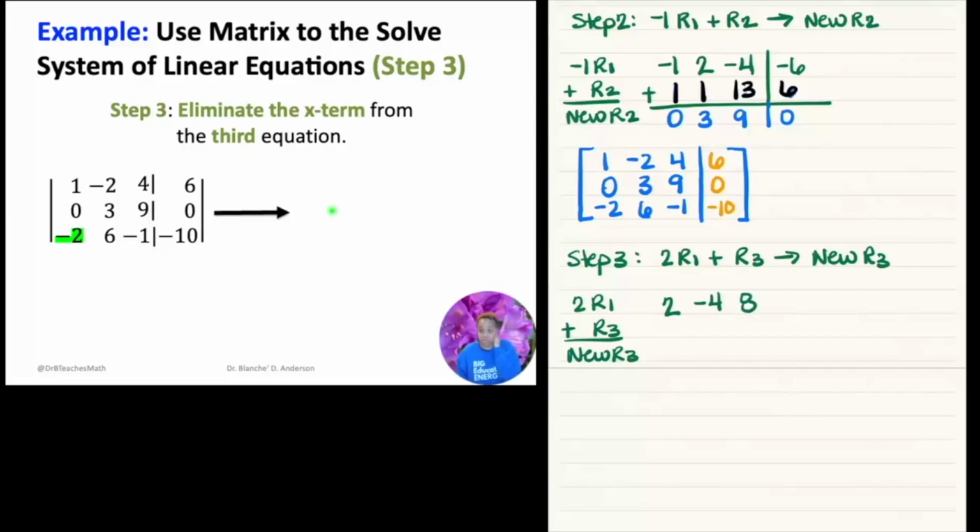So far, so good. 2 times 1, 2. 2 times negative 2, negative 4. And 2 times 4, 8. And 2 times 6, 12. Let me do it like that. And then add that to row 3, right? Row 3 is negative 2, 6, negative 1, and 10.